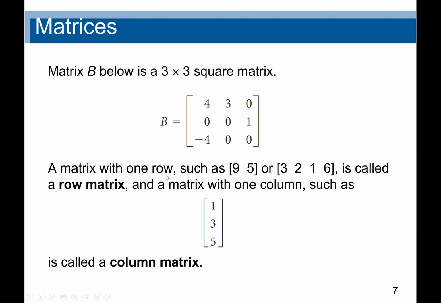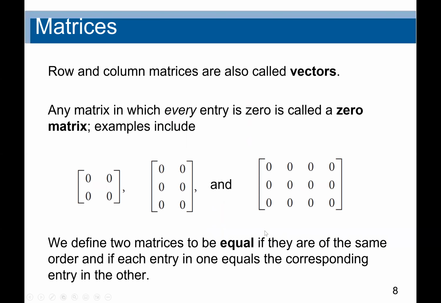So we say a matrix with 1 row, such as 9, 5, or 3, 2, 1, 6, which means we have 1 row, 4 columns, it's called a row matrix. A row matrix means the matrix has only 1 row. And then a column matrix means it has only 1 column. And normally, a column matrix or row matrix, we also call them a vector. This is a common term we use in linear algebra. So here we say the row and column matrices are also called the vectors.